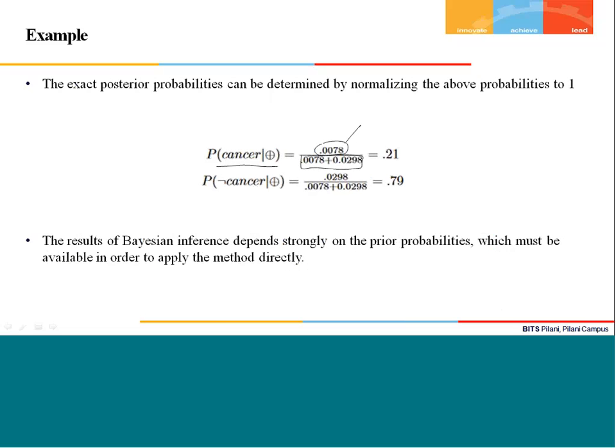This is 0.0078, and this 0.009 term is this. So this is a constant expression. It will not finally change the order, like maximum or less than.